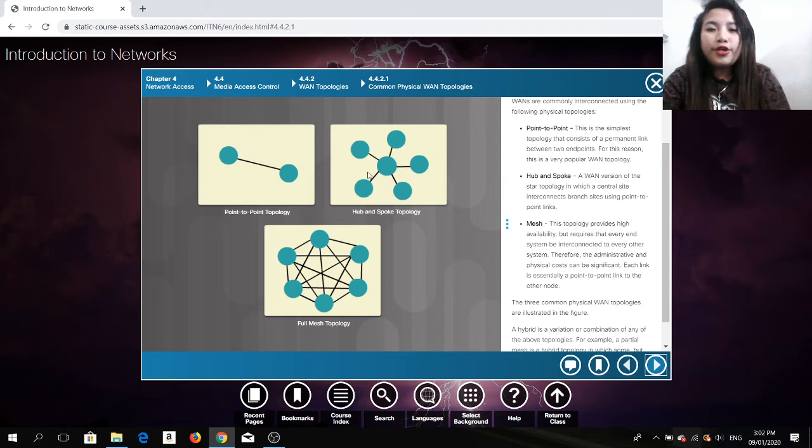In the next figure, we can see the hub and spoke. This is one version of the star topology in which a central site interconnects branch sites using point-to-point links. And the last picture shows the full mesh topology. This topology provides high availability but requires that every end system be interconnected to every other system. Therefore, the administrative and physical cost can be significant. Each link is essentially a point-to-point link to the other node.